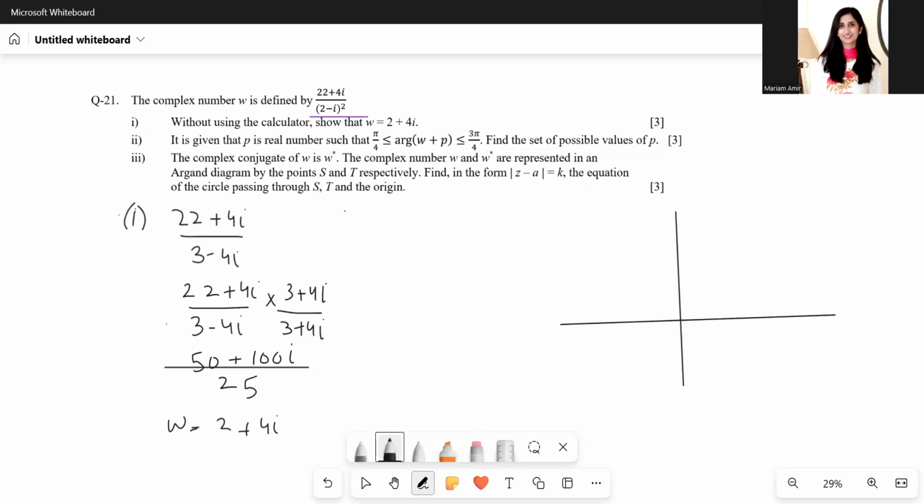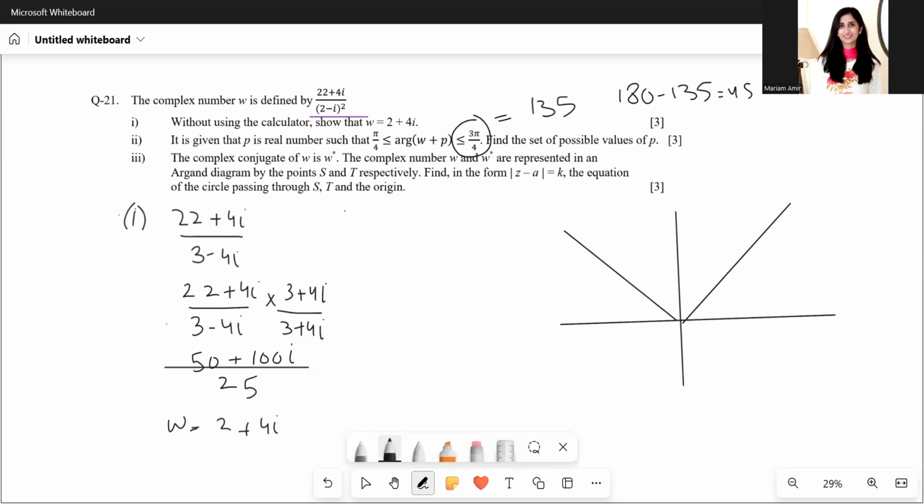So 3 pi by 4 would be an angle over here. I'm sorry, pi by 4. Pi by 4 is exactly 45 degrees. So it needs to pass exactly in between. And 3 pi by 4 is 3 into 180 divided by 4. That is 135. And if you do 180 minus 135, that's also 45. So that means 135 is going to be an angle passing through the middle of this, because this is going to be 45 degrees as well, and this will be 45 degrees as well.